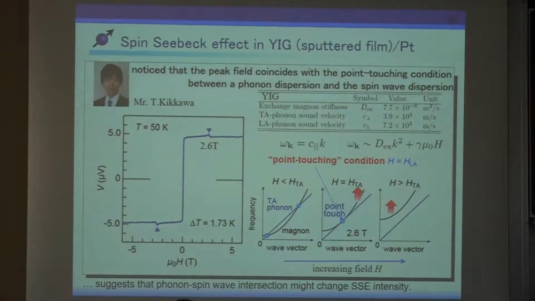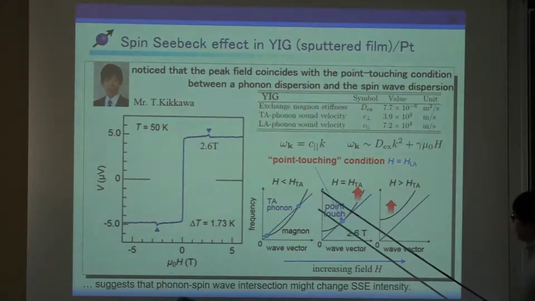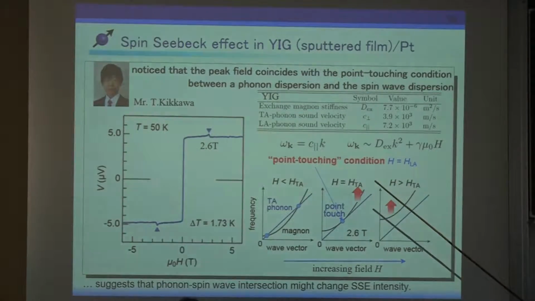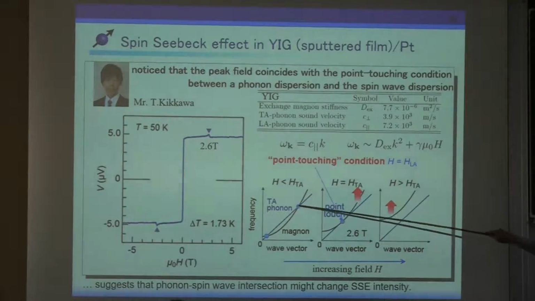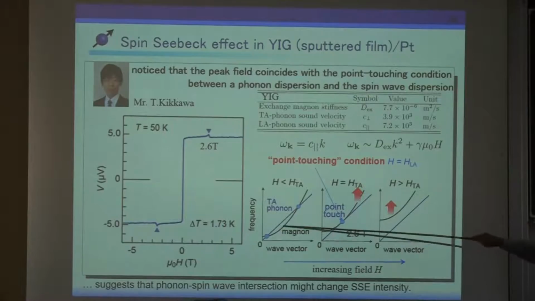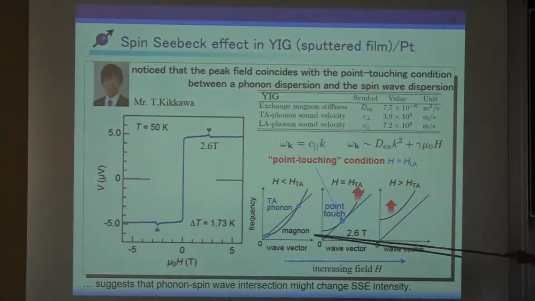Then one of my wonderful students, Mr. Kikawa, noticed that this peak field coincides with the point touching condition between phonon and spin wave dispersion. So this is spin wave, and this is phonon dispersion, frequency and wave vector.